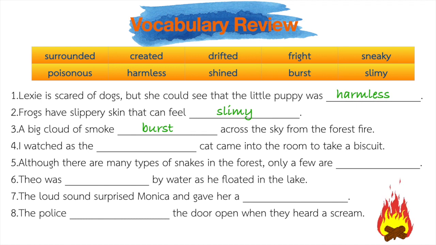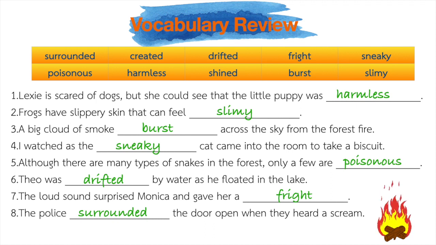Number 4. I watched as the sneaky cat came into the room to take a biscuit. Number 5. Although there are many types of snakes in the forest, only a few are poisonous. Number 6. Theo was drifted by water as he floated in the lake. Number 7. The loud sound surprised Monica and gave her a fright. Number 8. The police surrounded the door when they heard us scream.